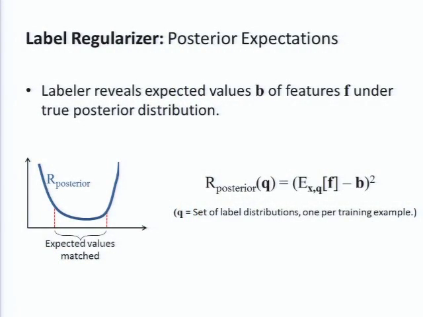Another thing the labeler could tell you is the expected values of some features under the true posterior distribution. This kind of information is called posterior regularization, and this is yet another approach to semi-supervised learning. I hope that answers your question.